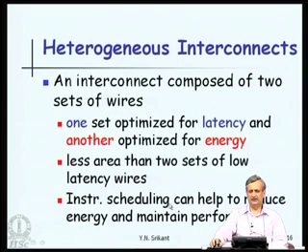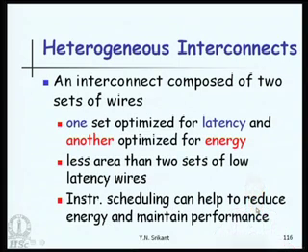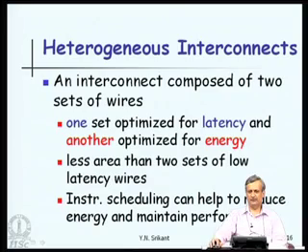The other important point is, even though one of them is very fast and the other one is slightly slower, by intelligent instruction scheduling, the performance of the program is not going to suffer. So, less area than two sets of low latency wires, and instruction scheduling can help reduce energy and thereby maintain performance.